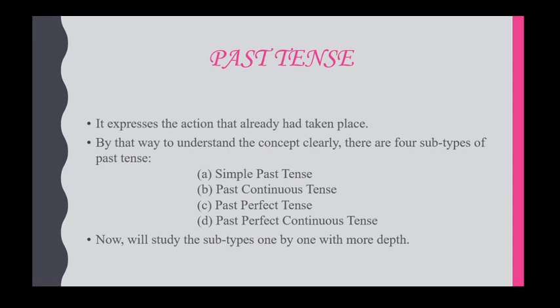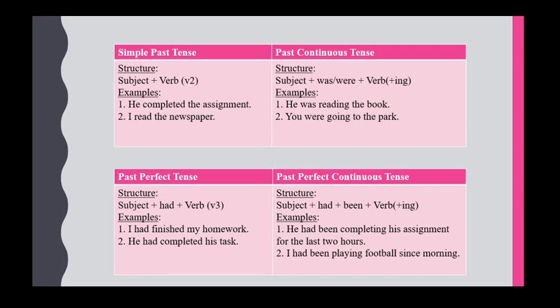Okay. Now see, it expresses the action that has already taken place. In the same way as the present tense, we are following the same 4 subtypes of the past tense. They are simple past tense, past continuous, then the past perfect, and fourth comes past perfect continuous tense. Let's see one by one. Simple past tense.